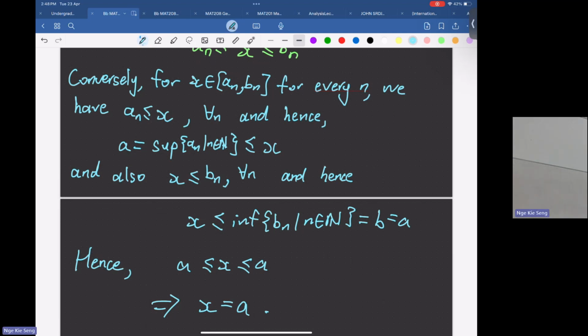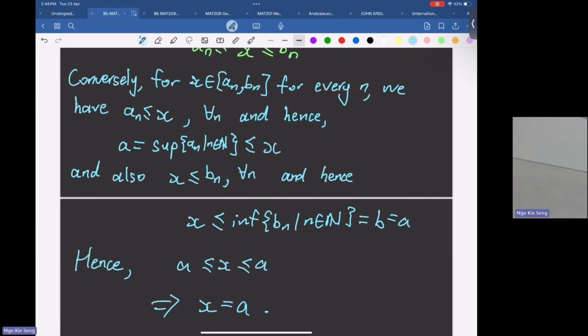Why do we have supremum? Because our An is non-decreasing. Okay, Bn is non-increasing. So one goes to the top, one goes to the bottom. And then you can consider the sup of An and the infimum of Bn. Right, and then they are the same. We show that B equals A. And then suppose there's another point that does this. Then we show that it has to be greater than or equal to A and less than or equal to A. So it has to be A.